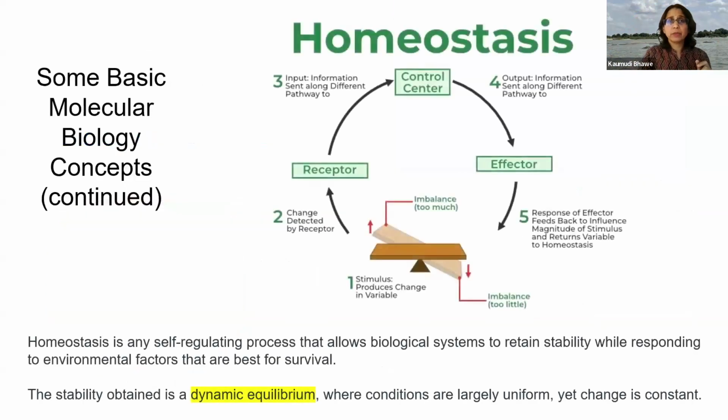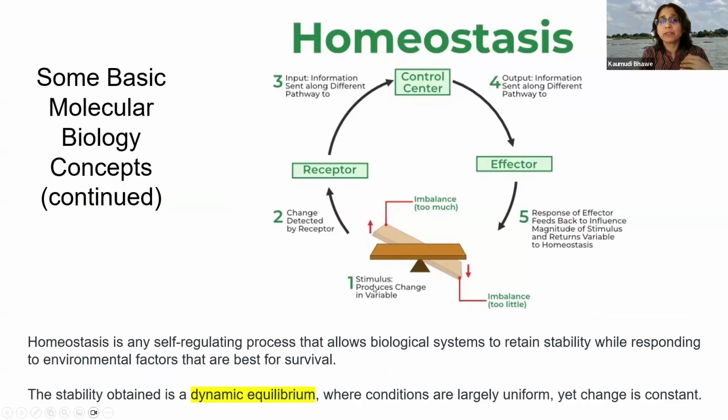Again, another very important concept is the concept of homeostasis. So what is homeostasis? Homeostasis is any self-regulating process, right? It's a way in which biological systems are striving to maintain equilibrium. And again, that equilibrium is a dynamic equilibrium. And what do we mean by dynamic? You see this kind of picture of a seesaw. It's tilting one way or the other, but it's trying to maintain stability on that fulcrum here.